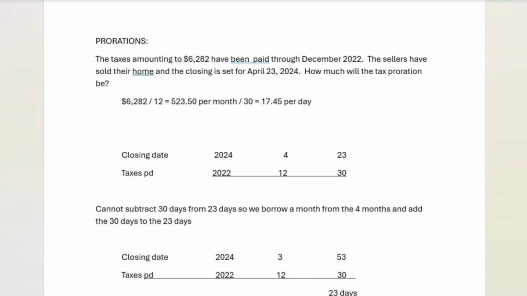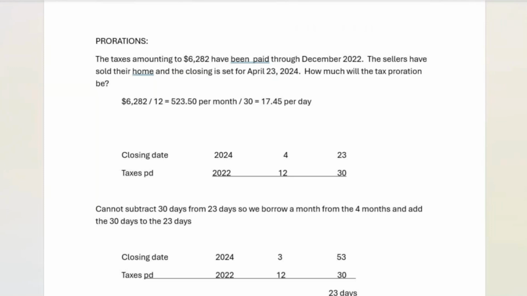So the first thing we're going to do is we're going to take the amount of taxes, 6,282, and divide that by 12. That'll give you $523.50 a month. And then we're going to divide that by 30 because, again, we always use 30 days in a month. That'll give us $17.45 for each day for the taxes.